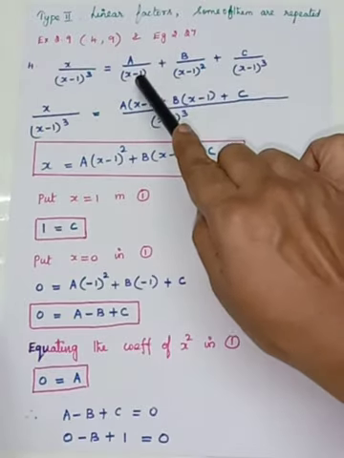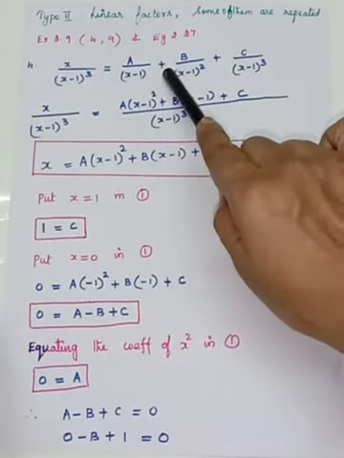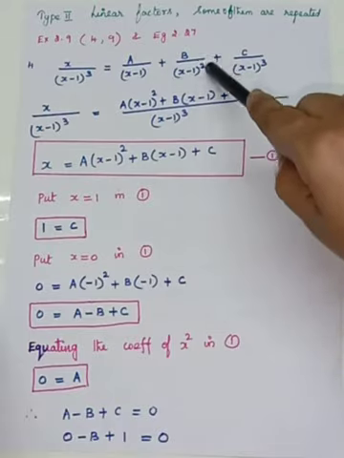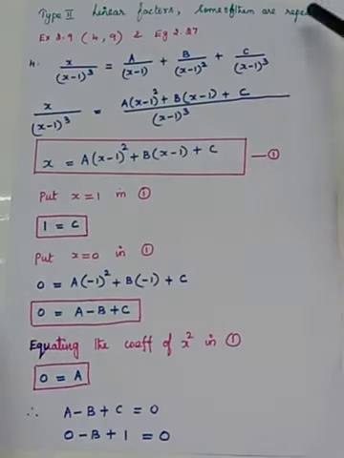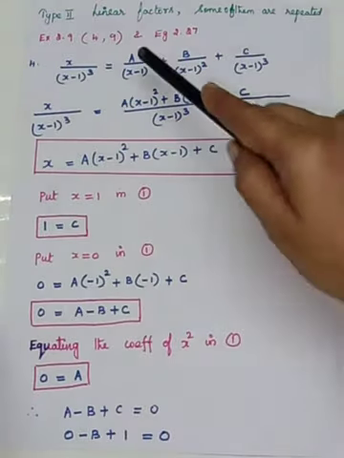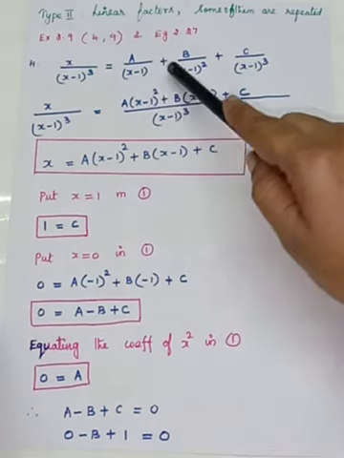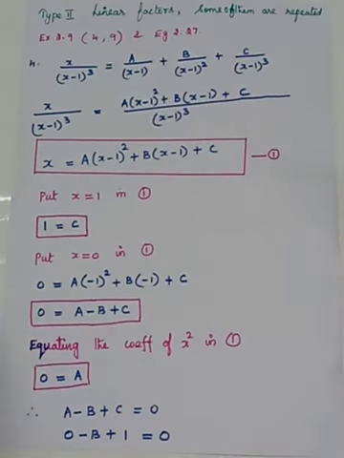So a by x minus 1 plus b by x minus 1 the whole squared plus c by x minus 1 the whole cube. So the power has to be increased. So we solved it into partial fractions. Now we have to find the values of a, b, c. Three values you have to find out.